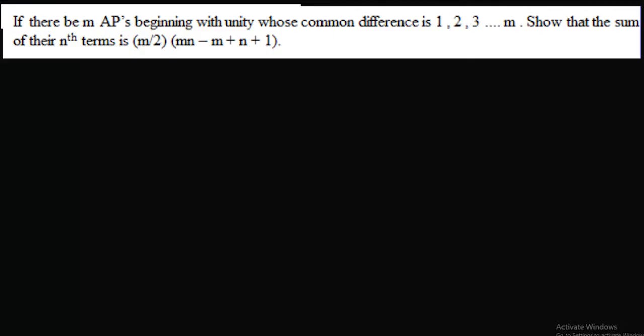Now the question is, let there be m APs beginning with unity. So for each of the APs, first term is 1, and their common differences are 1, 2, 3 up to m. So their common differences are i. Show that sum of their nth term is m by 2 into (mn minus m plus n plus 1).